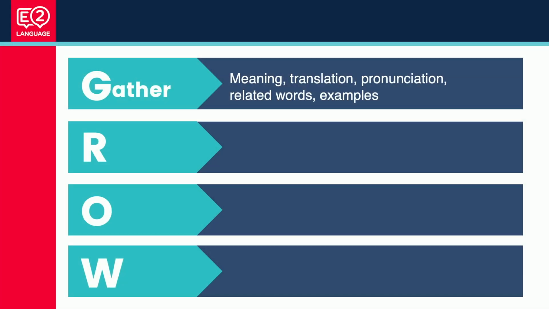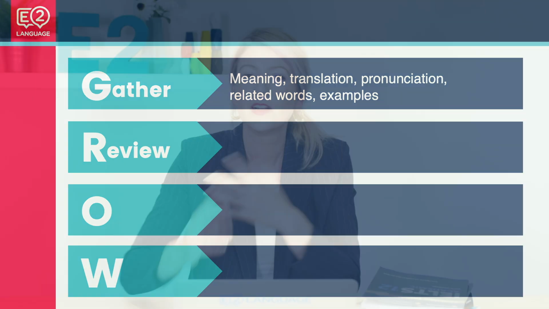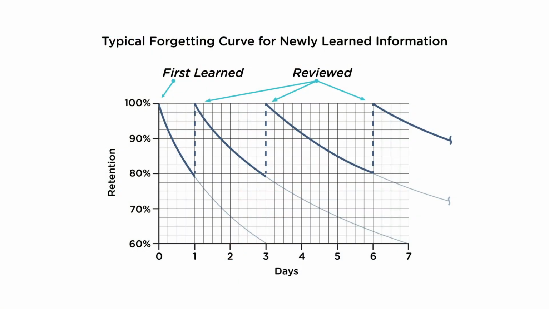It might be a flashcard system, it might be a vocabulary journal, it might be a list of words on your phone. So this is just the very first step. To learn the words, you need to review. So you need to see the words, hear the words, write the words a lot. So why do we need to review? Well, this comes down to your memory and something called the forgetting curve.